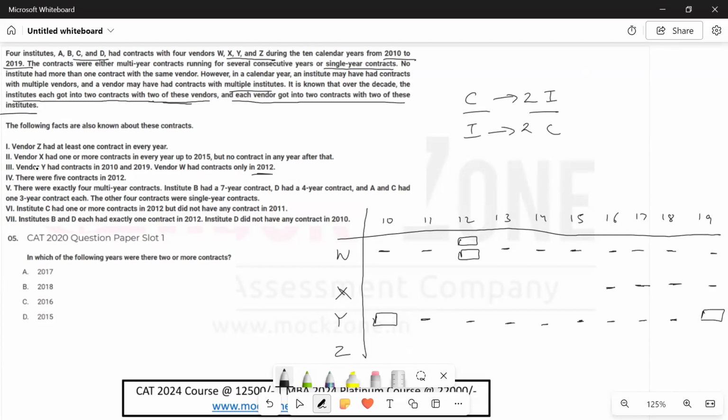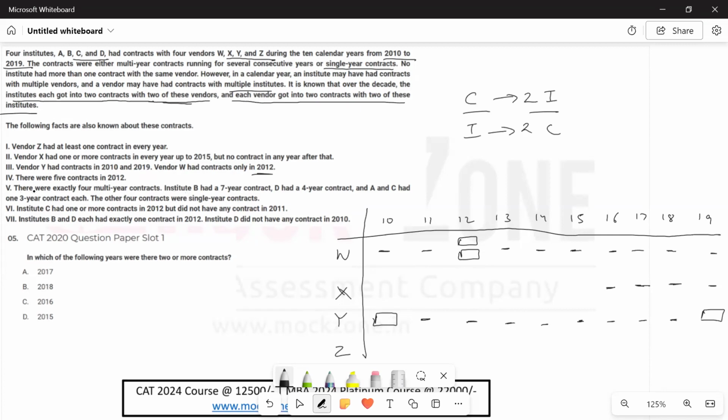Okay. Now it is given there are 5 contracts in 2012. So we know that of the 5 contracts, two of them W has in 2012. We have 0 contracts in 2011 because Y only has contracts in 2010 and 19. So the remaining 3 contracts might come through X and Z.